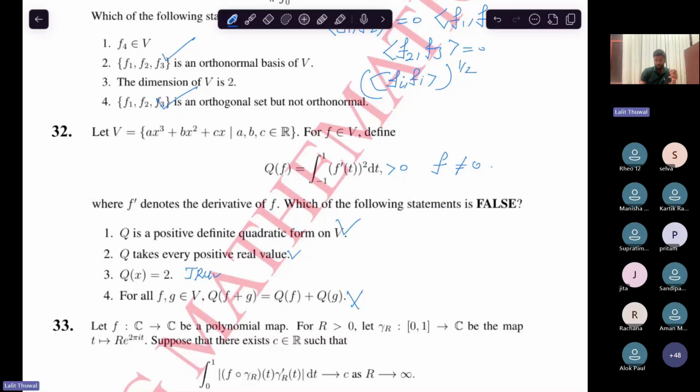But I want you to use something that is very quick, which saves your time and helps you avoid the calculations. We don't even verify whether it's linear or not. We just solve it from real analysis concepts. So I hope you got it. Any questions?